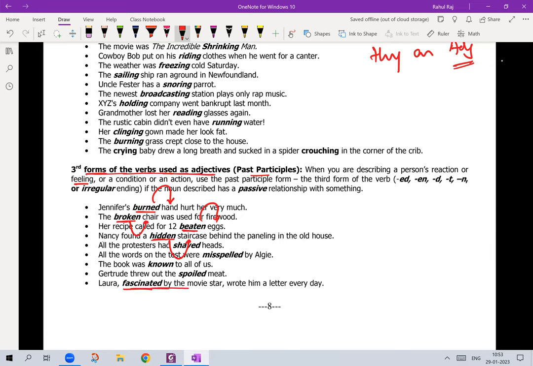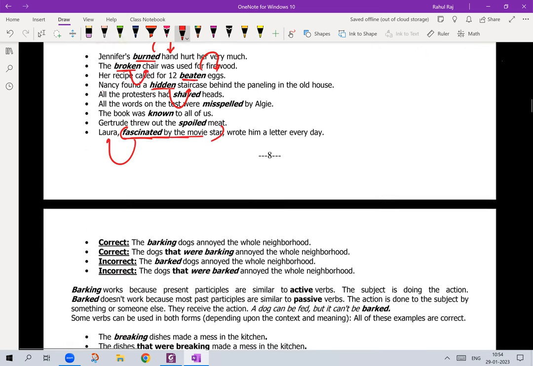Laura, fascinated by a movie star, wrote him a letter every day. Fascinated by a movie star is crap. Laura wrote him a letter every day. So this is an adjective which is referring to Laura. So these are all ed forms: broken, bitten, hidden. But come down to the sentences now.